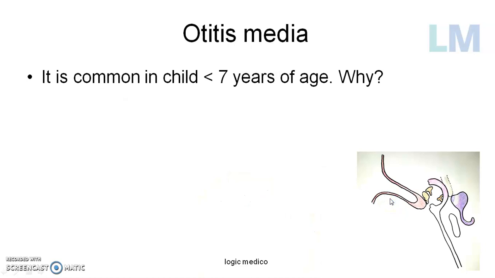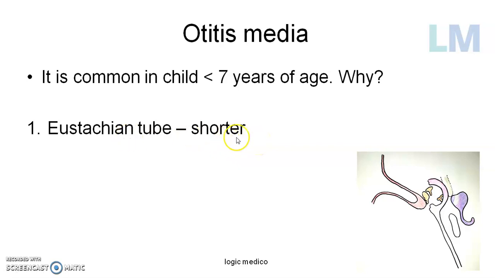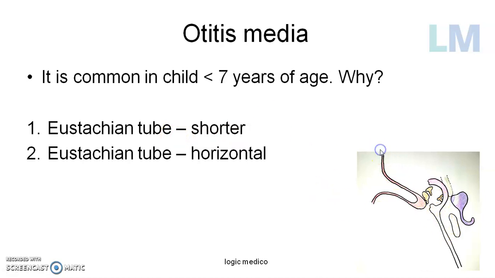Come to the last aspect, otitis media. It is common in a child who is less than 7 years of age. Why is that? There are so many reasons for that. Three basic reasons are: eustachian tube is shorter in a child. We told in adult it is 35 mm, right? But in a child it would be less than 2 centimeters. So it is shorter. So when it's shorter and more horizontal, in adult it is oblique like this.